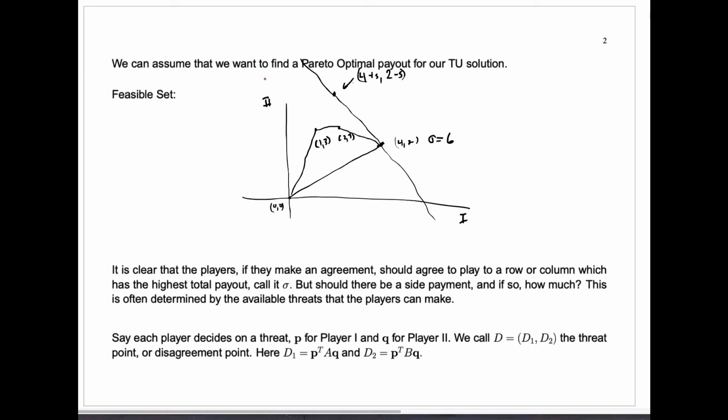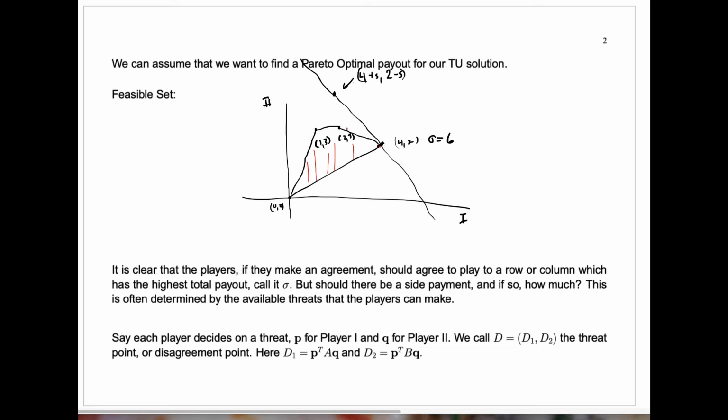So here again, I've drawn the feasible set. I haven't drawn the entire feasible set, but I've drawn the convex hull of the 4 points. Remember, inside that, the convex hull here represents the feasible set in the non-transferable utility case. And I've drawn this line here at the point 4, 2.